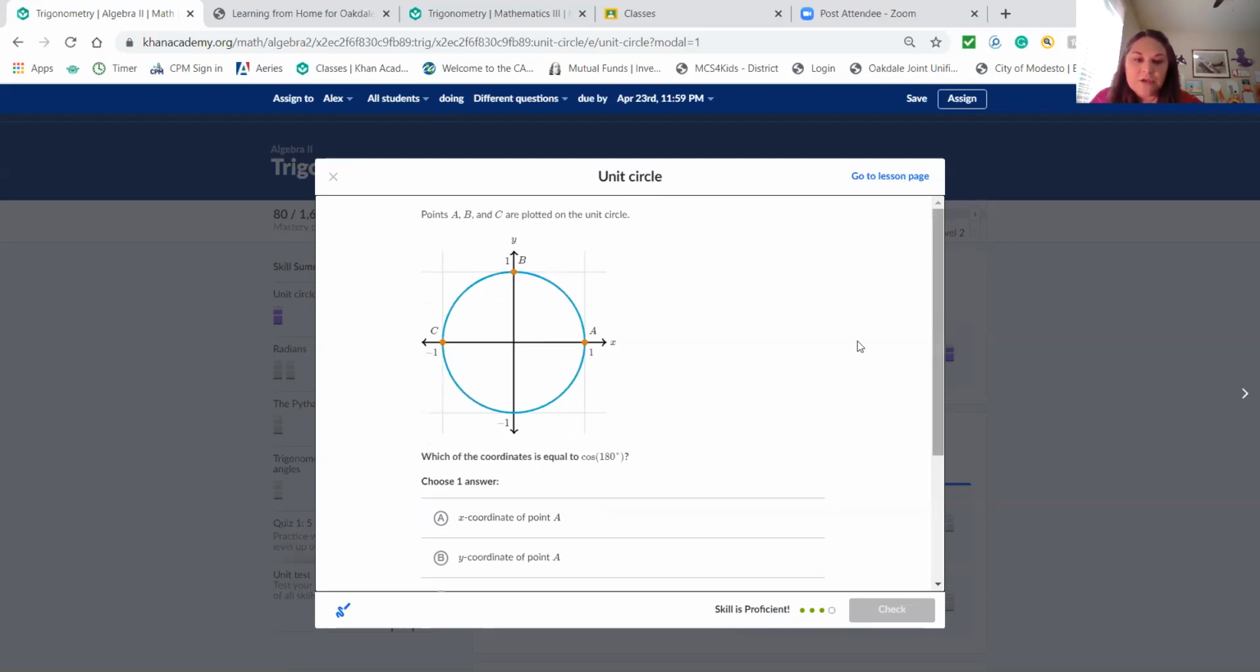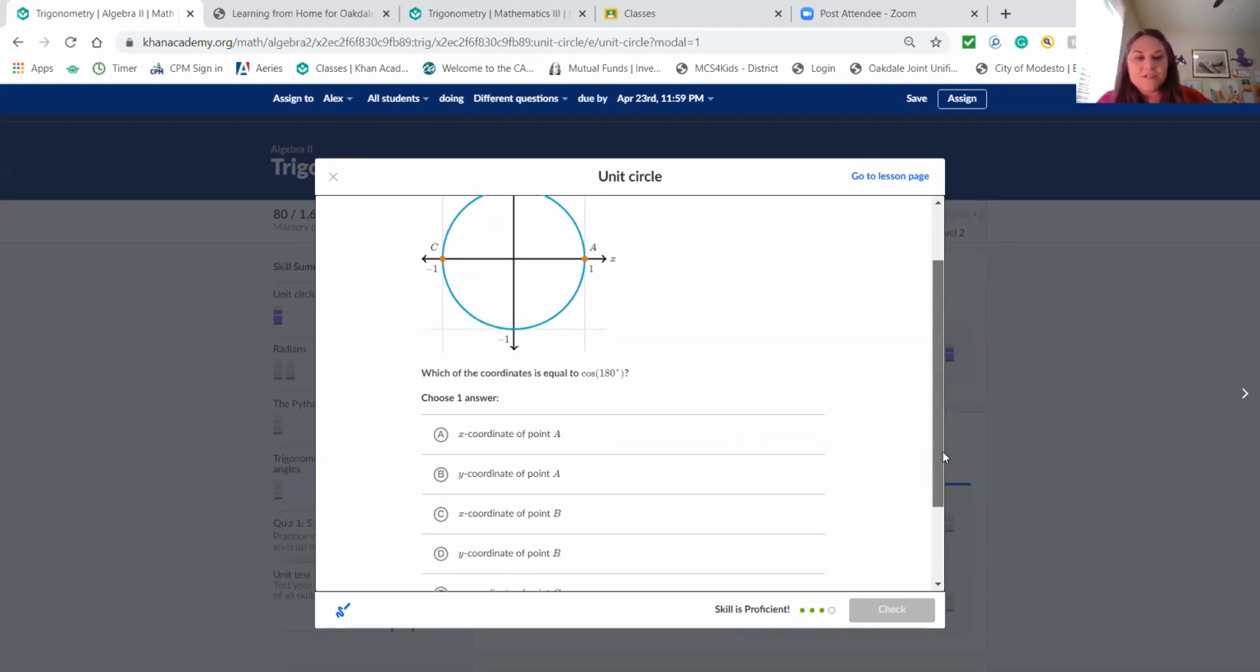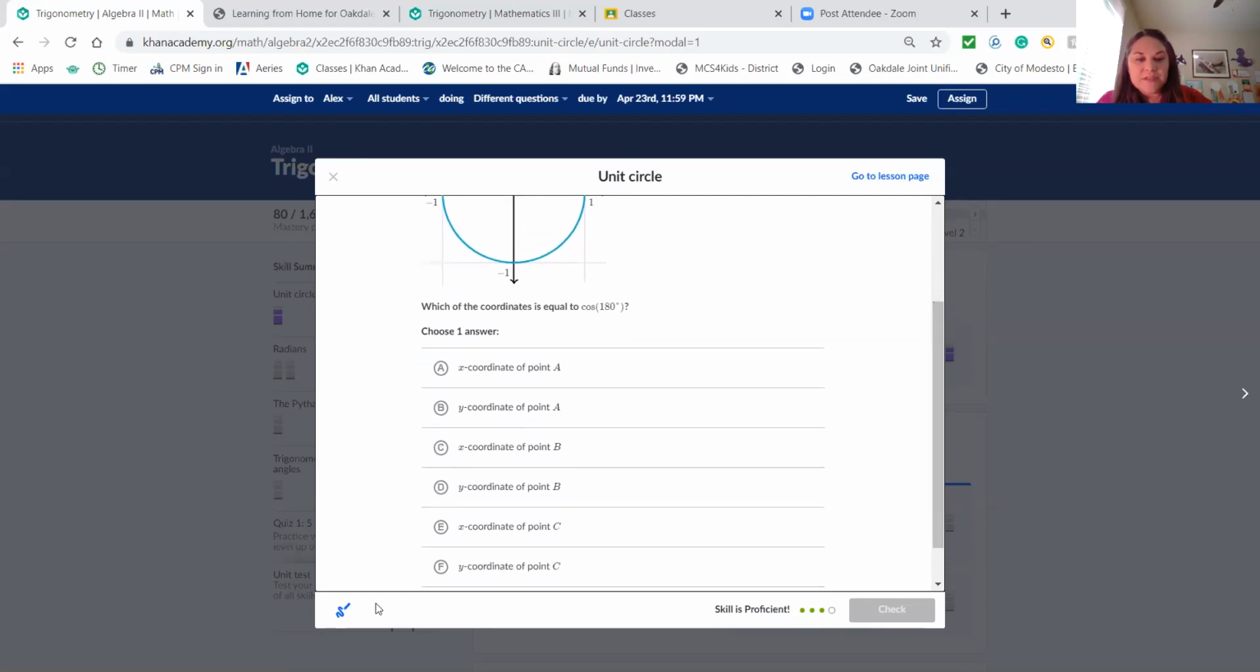And the last question is, which coordinate is equal to cosine 180? So 180 is that guy right there, hopefully. So I know it's point C, but is it the X or is it the Y? Cosine is the X, so it's the X coordinate of point C.